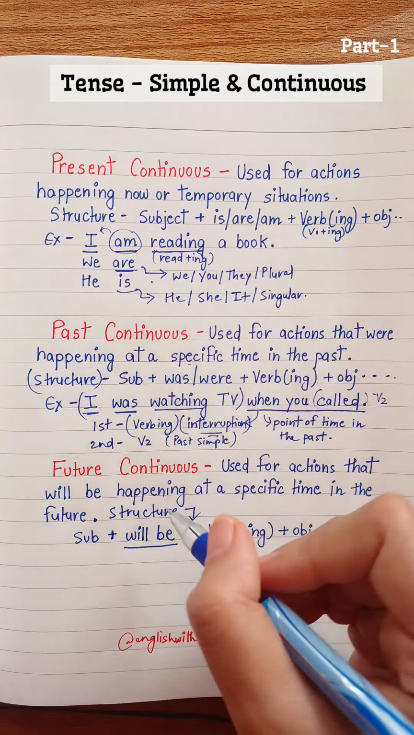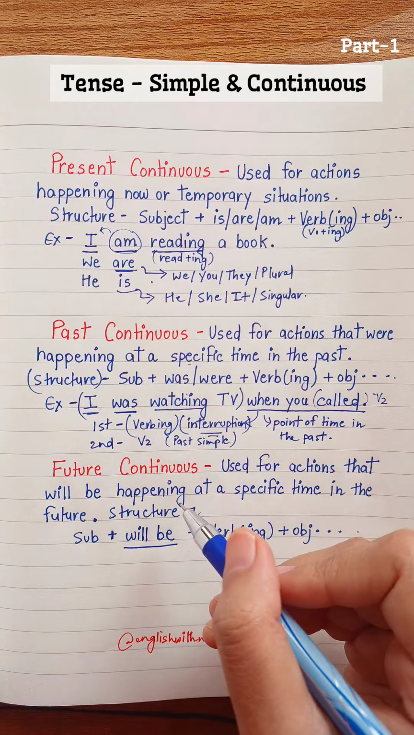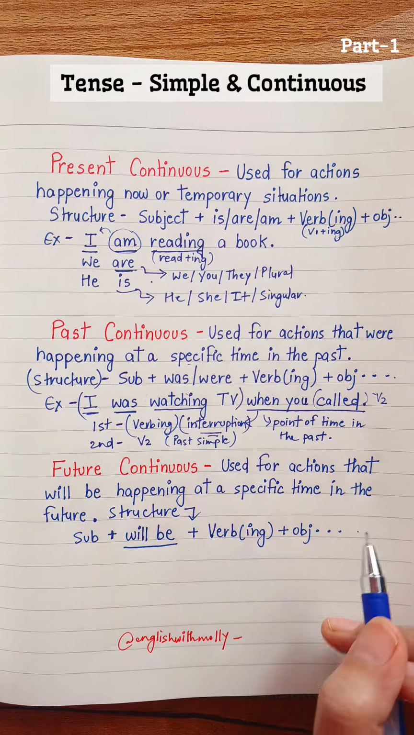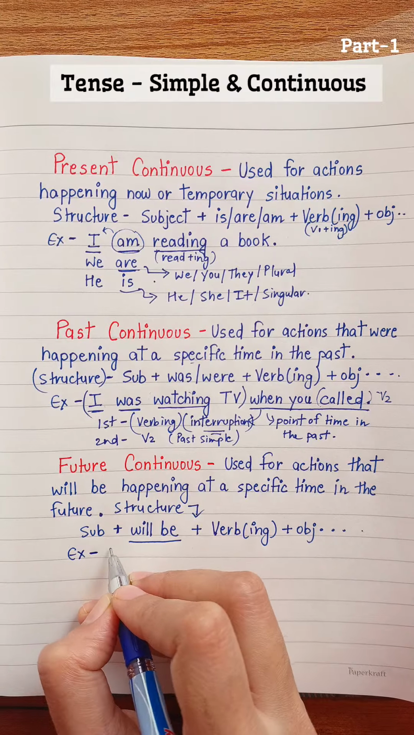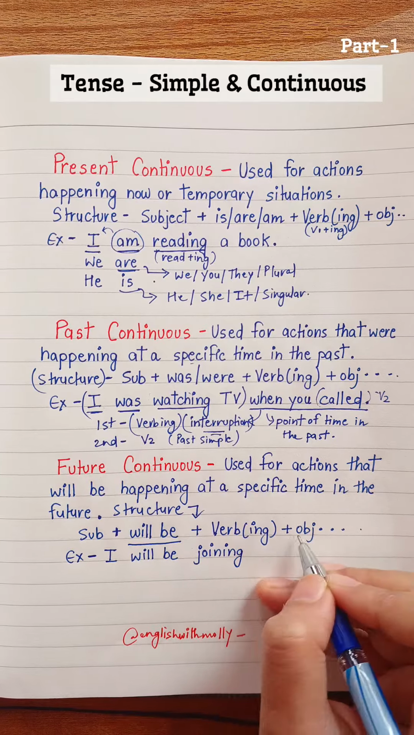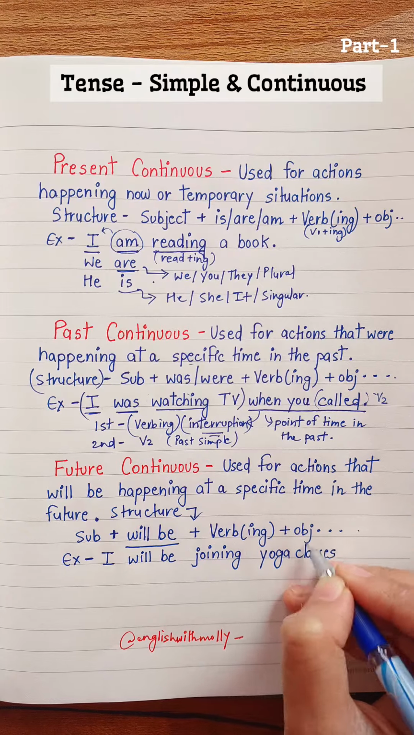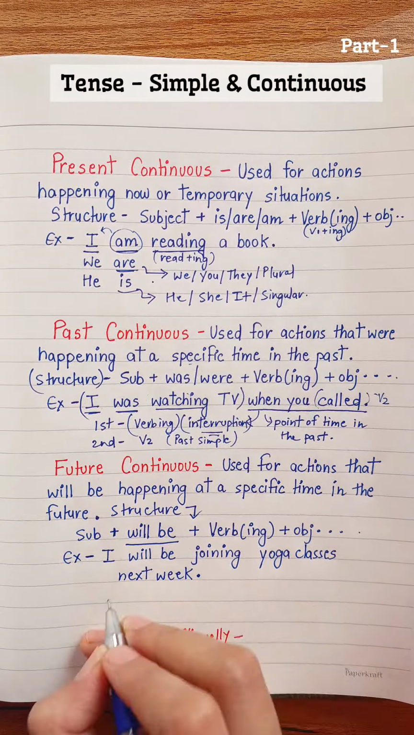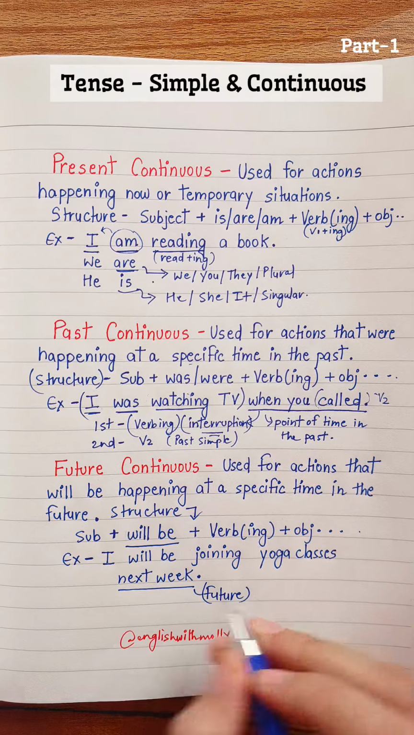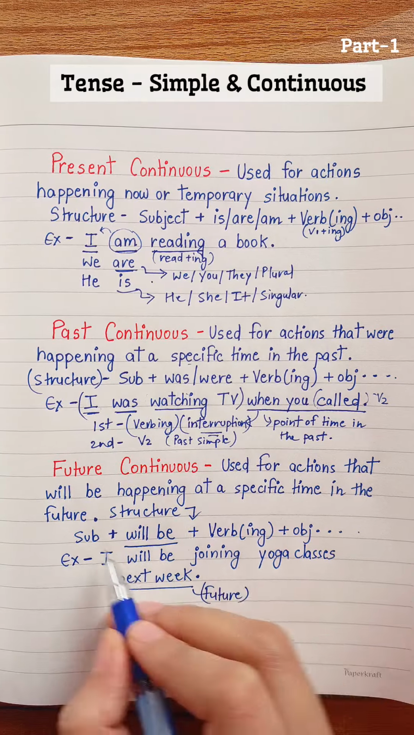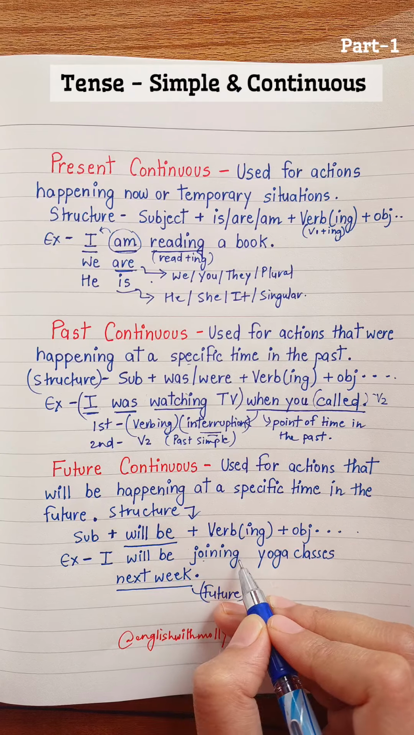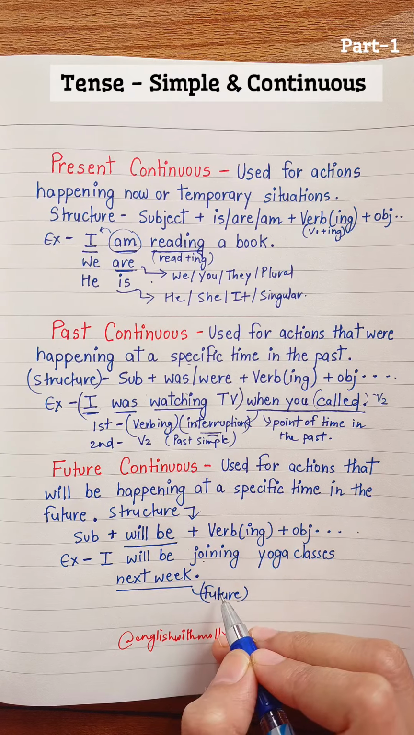Now, remember that in all kinds of continuous tenses, we always use verb plus ing. Continuous tenses always take the ing form of the verb. Remember that. For example, I will be joining yoga classes next week. Here, the keyword is next week. Next week directly refers to the future, that you will be doing something next week. You will be joining yoga classes next week. And these kind of sentences always take the structure of future continuous tense, verb plus ing.